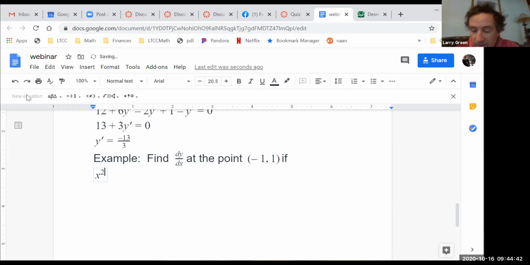x squared times y plus xy cubed minus y over x plus y minus 3x equals, and now I just have to do in my head quickly, 1, 0, 1, 2, 5. Just want to make sure it works.